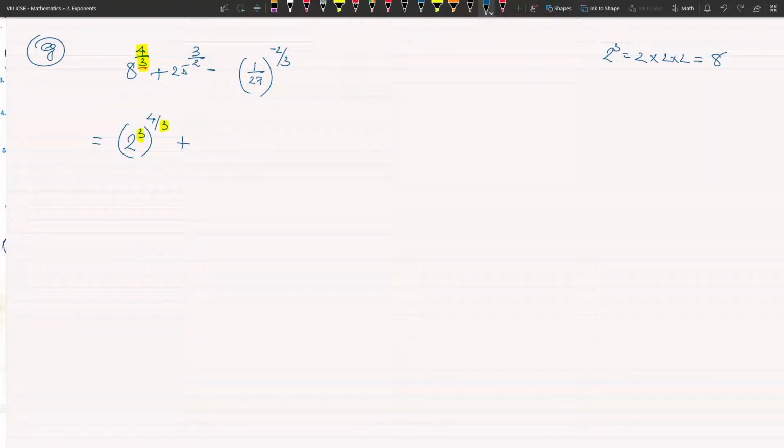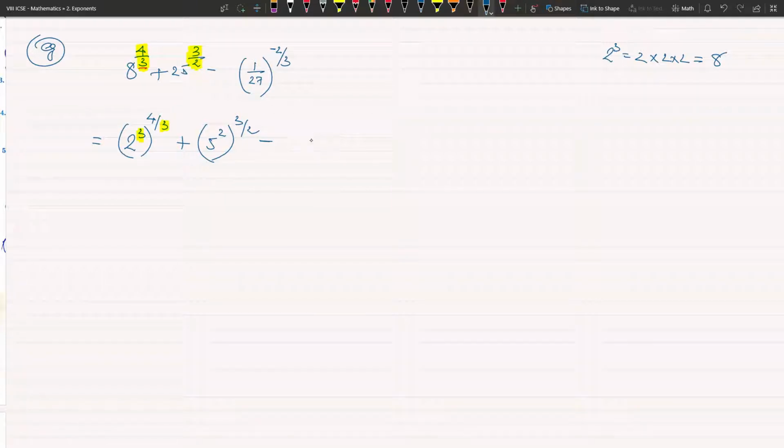So 25 by 2. No, not 25 by 2. You have to express 25 as a number whose power is 2. Any number whose square is 25. 25 is a square of which number? Exactly. So you have to write 5 raised to 2 the whole raised to 3 by 2.